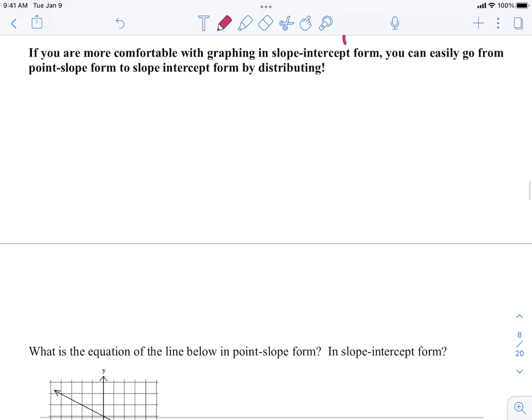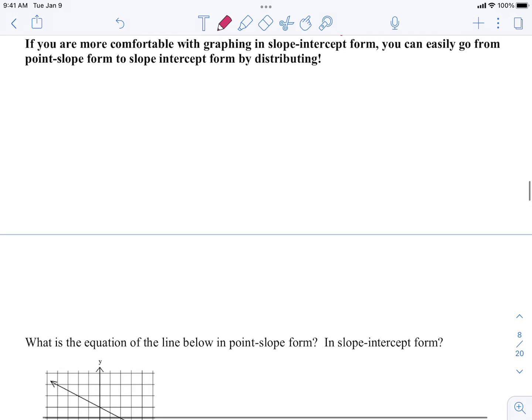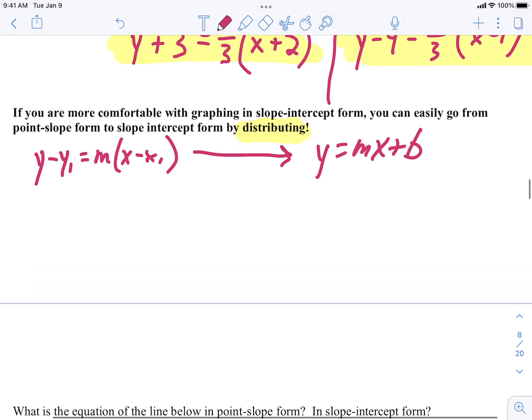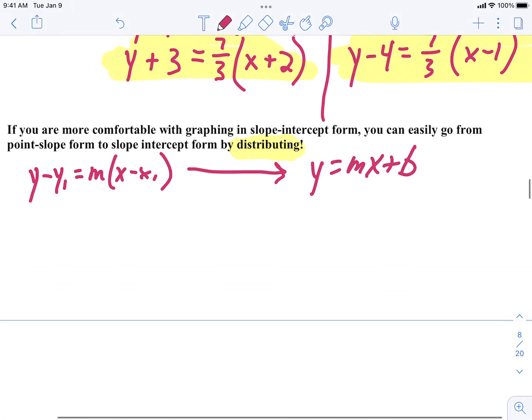Going back and forth between slope-intercept form and point-slope form is super important, and it's not hard to do either. If you remember how to distribute, which you should, it is not hard to do. So what we're going to do is go from point-slope form, and we're going to convert it to slope-intercept form. I'm going to use the problem we just did.